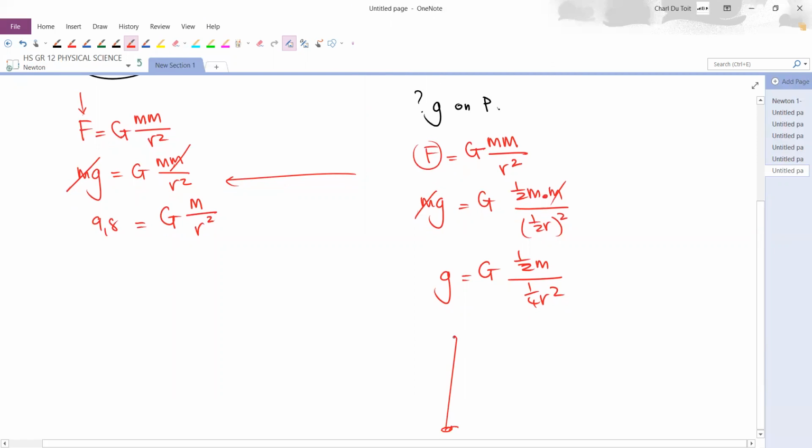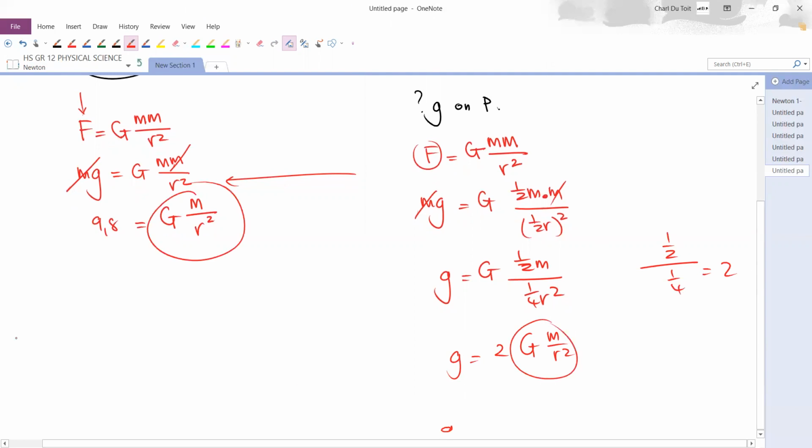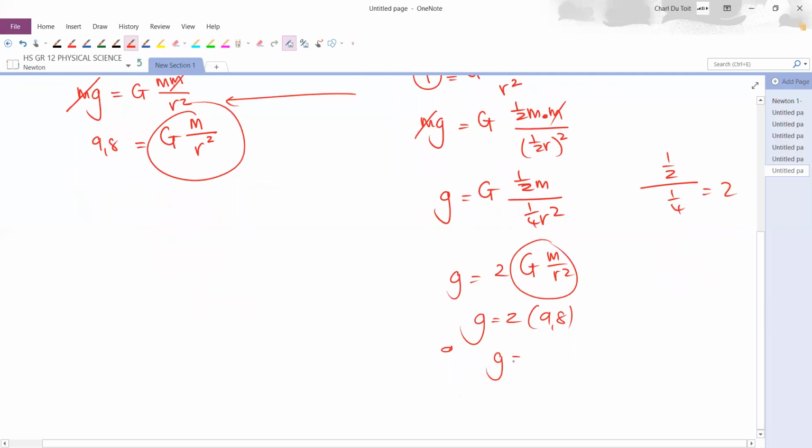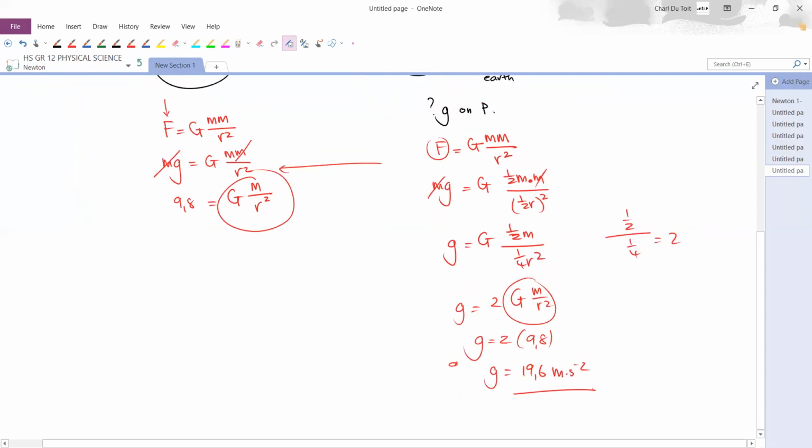So g equals 2 GM over R squared, because a half divided by a quarter is 2. So I can write 2 in front, and that value there is 9.8. So the gravitational acceleration on that planet is 2 times 9.8. It's higher than the Earth, which is 19.6 meters per second squared, downwards.